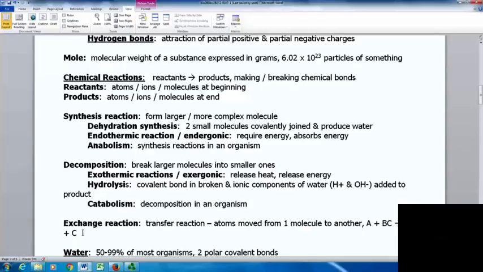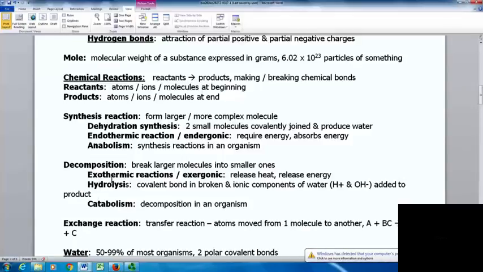One example is a dehydration synthesis. Here, two molecules covalently join together and they will produce water. The water molecule is removed from there, which is why it is called dehydration. An endothermic or endergonic reaction is going to be one that requires energy or absorbs energy. Anabolism is going to be synthesis reactions in an organism.